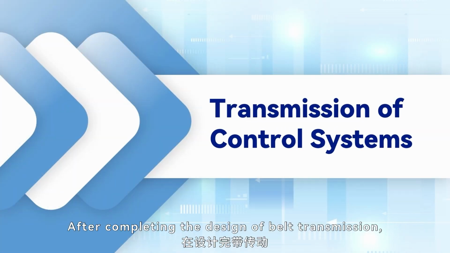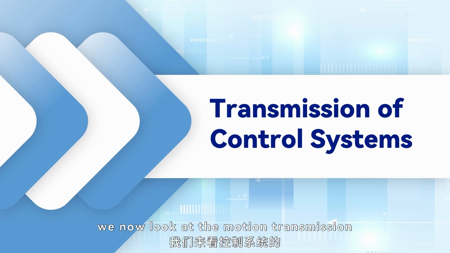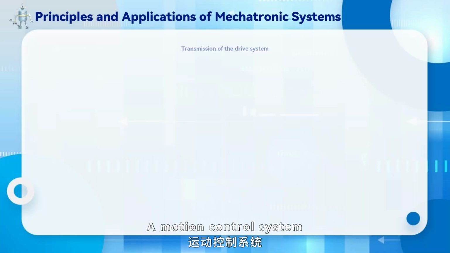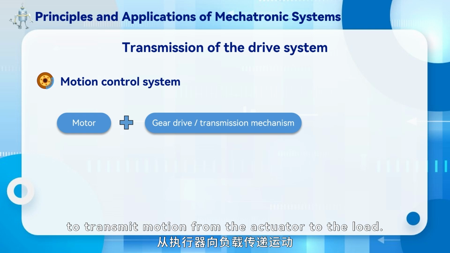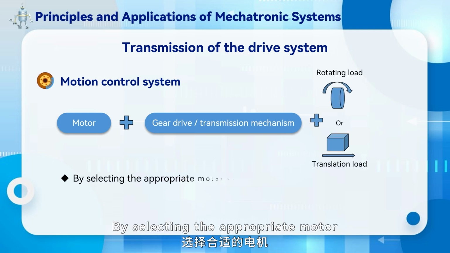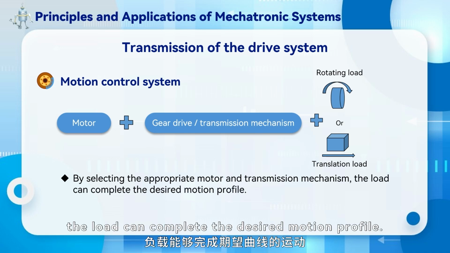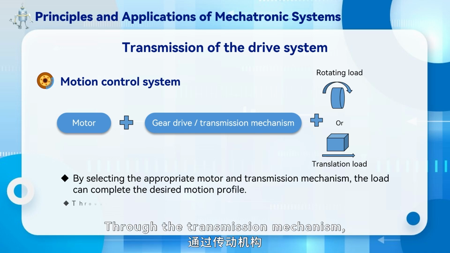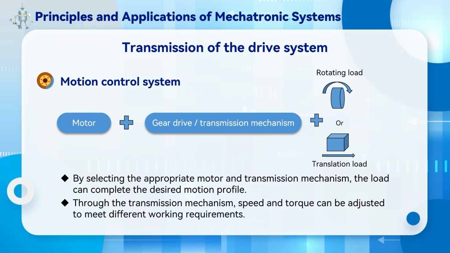After completing the design of belt transmission, gear transmission, and ball screw, we now look at the motion transmission of the control system. A motion control system uses mechanical components to transmit motion from the actuator to the load. By selecting the appropriate motor and transmission mechanism, the load can complete the desired motion profile. Through the transmission mechanism, speed and torque can be adjusted to meet different working requirements.